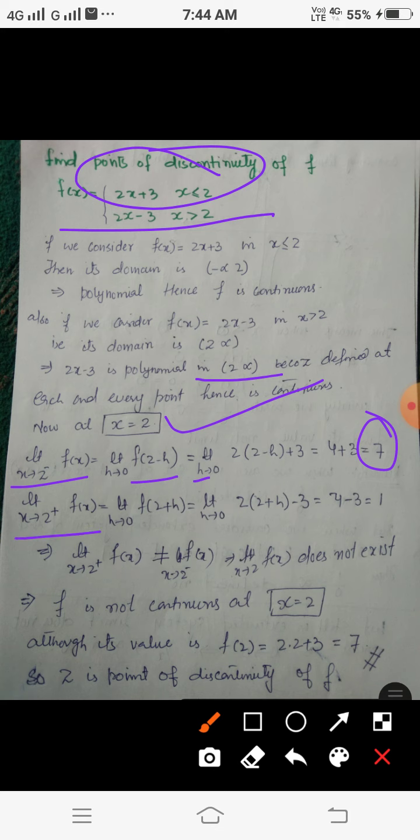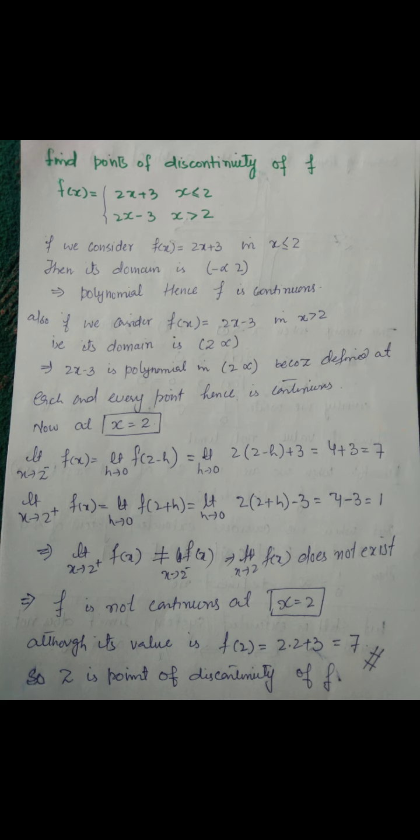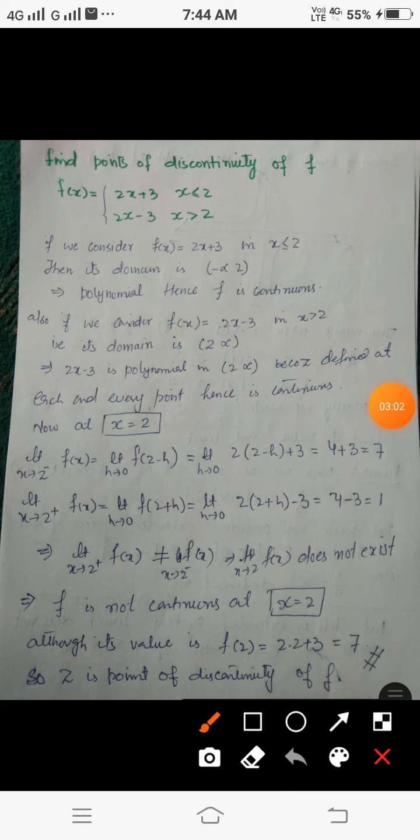Similarly, the right limit is limit x tends to 2 positive of f of x, that is limit h tends to 0 of f of 2 plus h. Now 2 plus h is a point which is greater than 2. So for this we need to put x equals 2 plus h in 2x minus 3, because f of x is defined by 2x minus 3 for all the points which are greater than 2. So put here, we simply get 2 into (2 plus h) minus 3, which is 1.